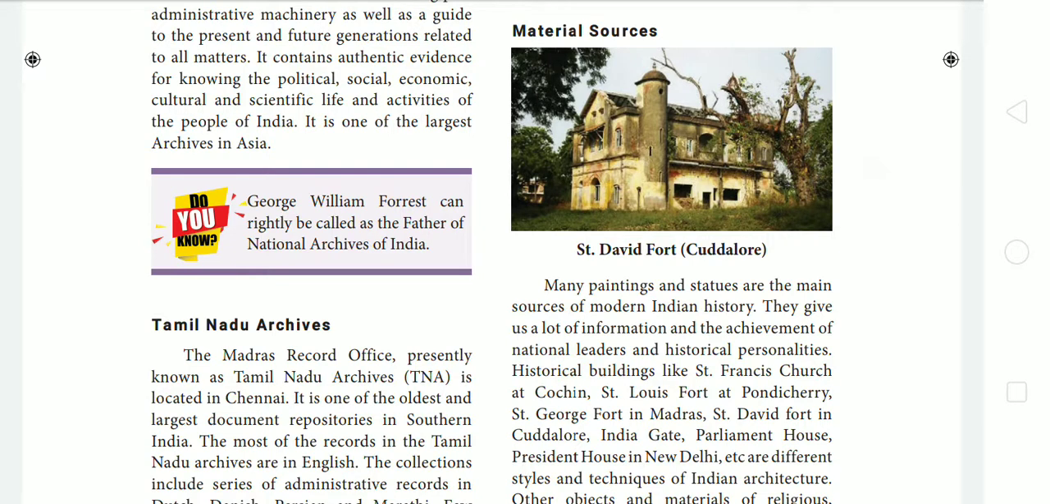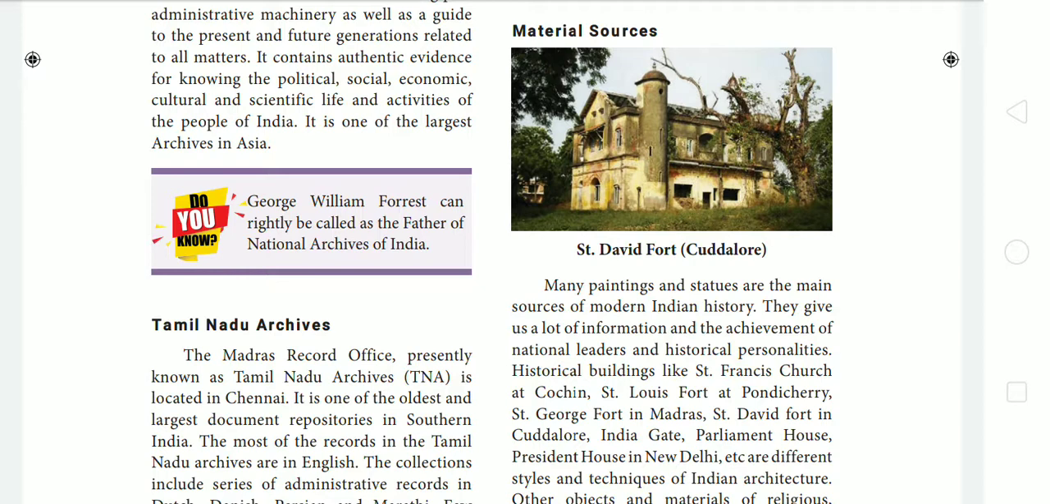Many paintings and statues are the main sources of modern Indian history. They give us a lot of information about the achievements of national leaders and historical personalities.